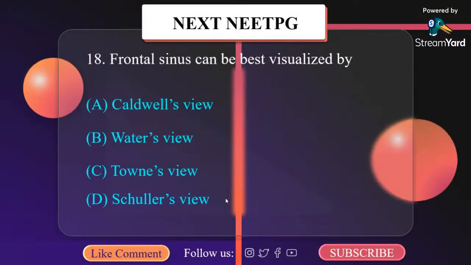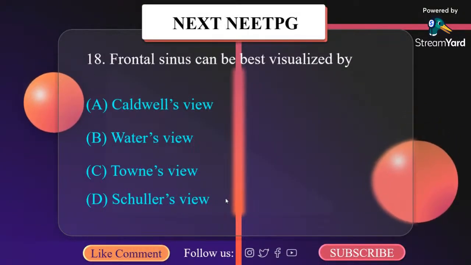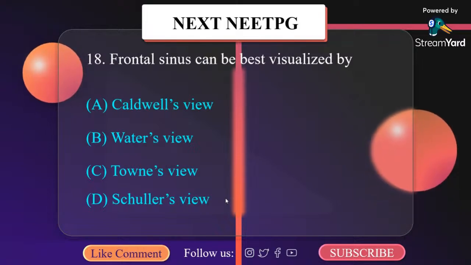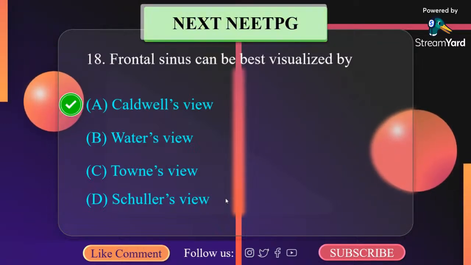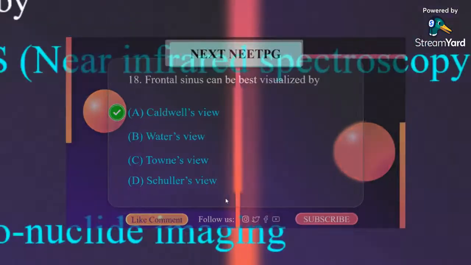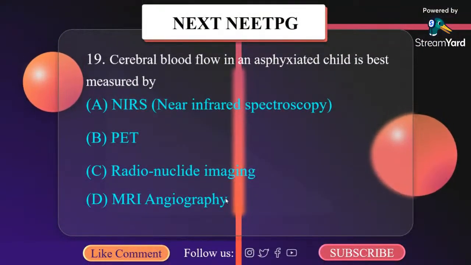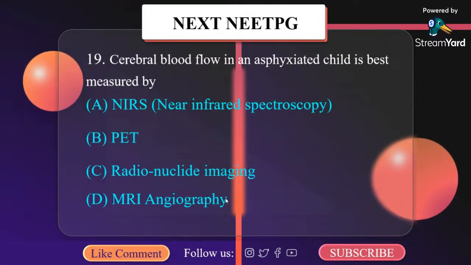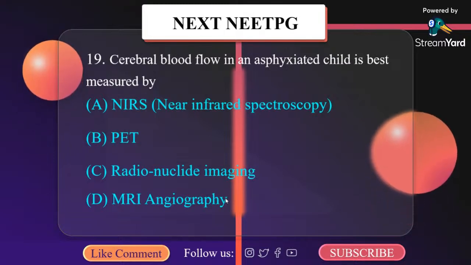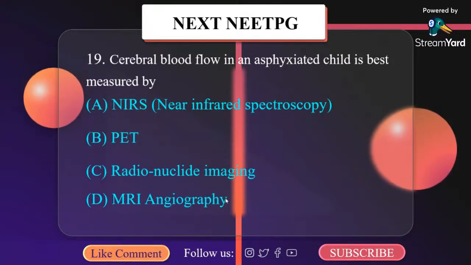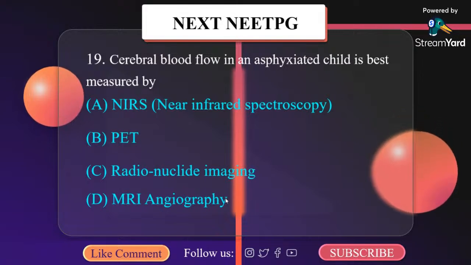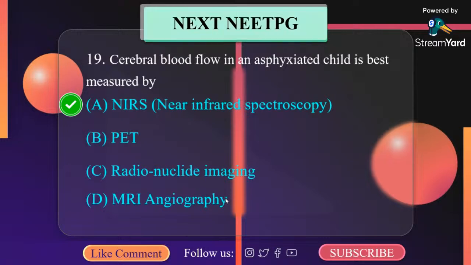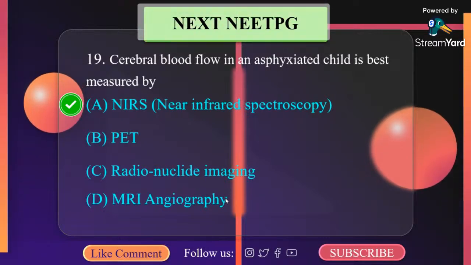Frontal sinus can be best visualized by A. Caldwell's view, B. Waters' view, C. Towne's view, D. Schuller's view. Well, it is Caldwell's view. Cerebral blood flow in an asphyxiated child is best measured by NIRS, PET, radionuclide imaging, MRI angiography. It is NIRS, near infrared spectroscopy.